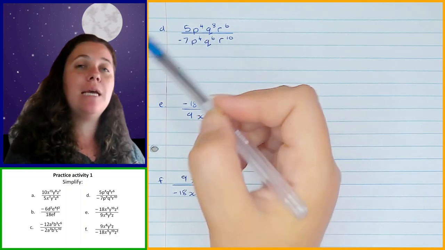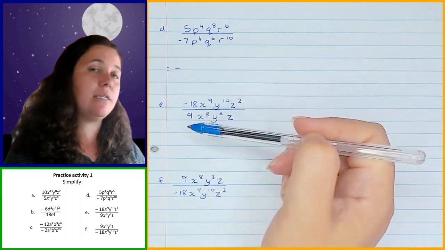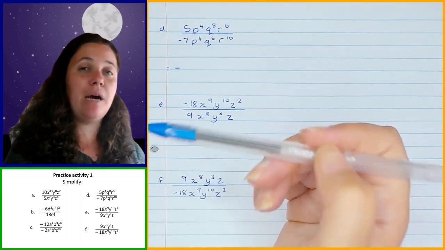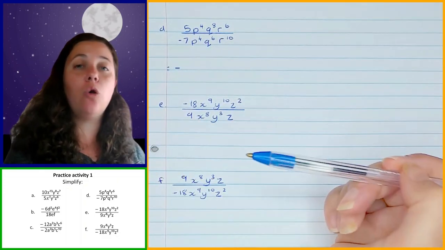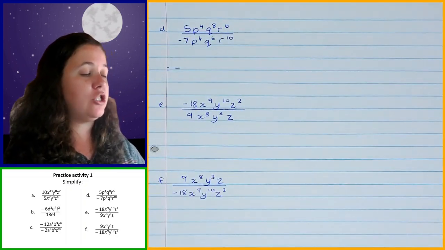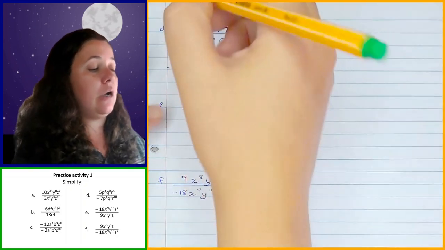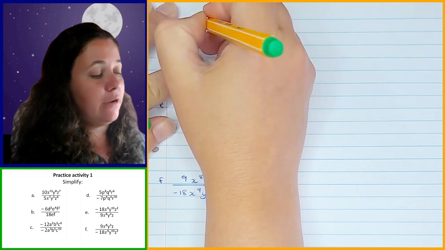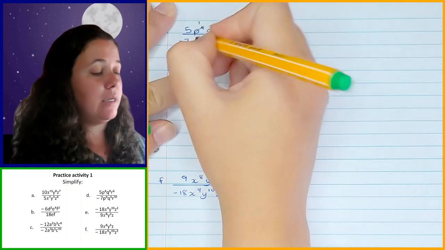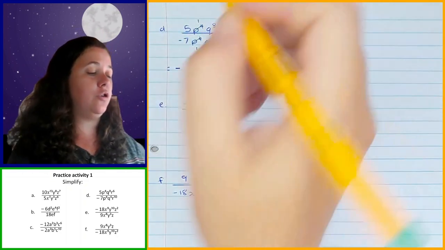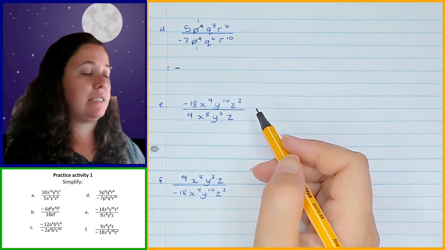Now, when you've got exactly the same in the numerator and the denominator, if we divide something by itself, we always end up with 1. So these are going to just cancel out. And if we use our law, you'll end up with p to the power of 0, which gives you 1. So that also helps you to know that you'll end up with 1 when those cancel out.